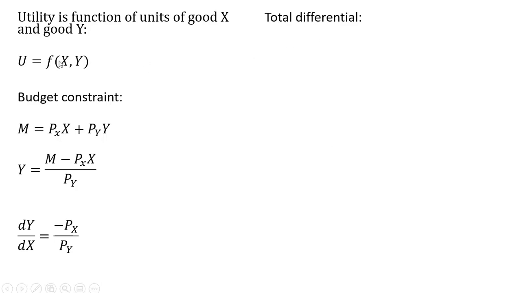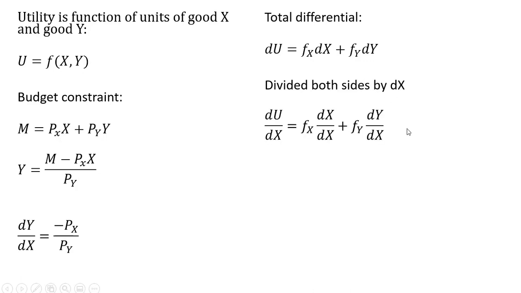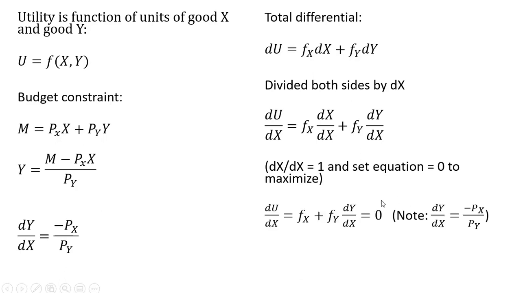So let's take the total differential like we did previously. So the total differential will break down like this. Now if we divide both sides through by dx, recognizing that dx over dx is 1, and for maximization we're just going to set this result equal to 0. So we get this result here, and we found the derivative of y with respect to x is minus the price of good x over the price of good y, so I'm going to make a substitution for this derivative result right here.